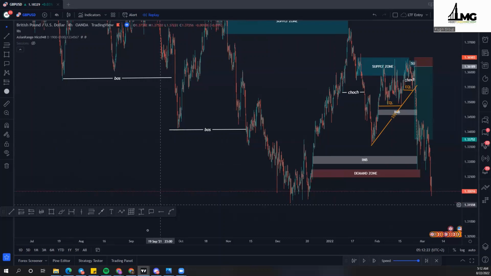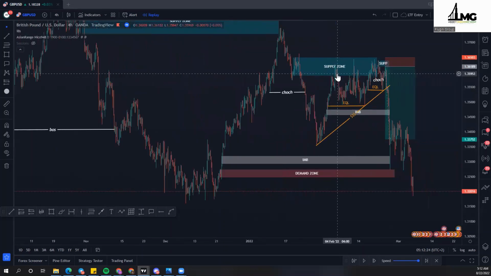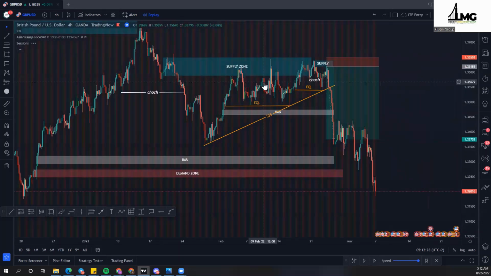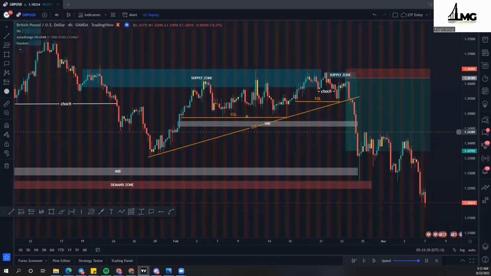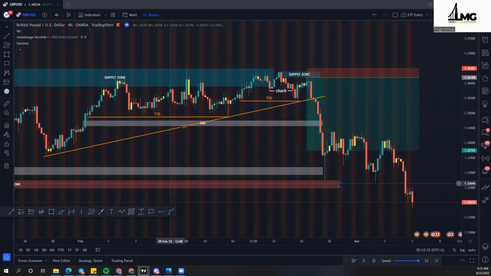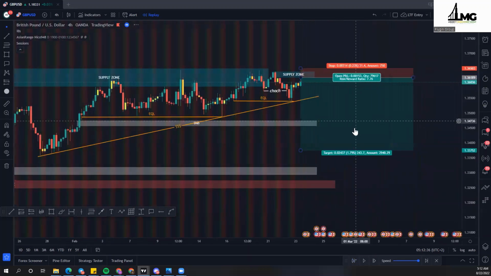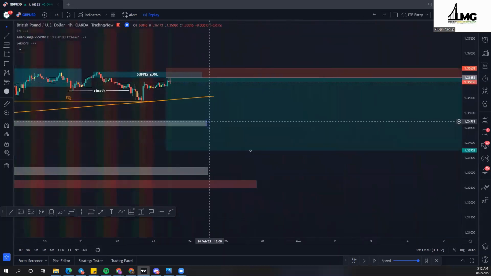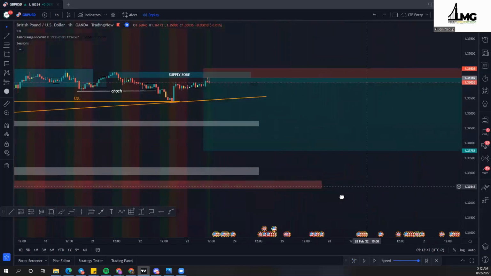So as you can see, let me try to check if we're in confluence with sessions. So let me take this back first of all, right? Let's go on a lower time frame, 1 hour, and check if we're in confluence. Okay, perfect.